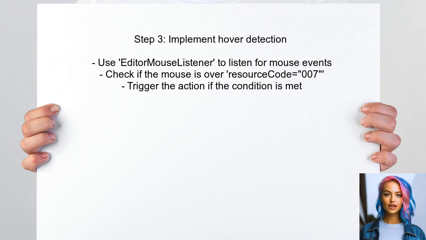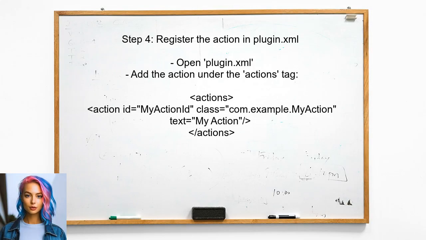Now, the user should implement the logic to detect the specific text hover. This involves using the editor's mouse listener to check if the mouse is over the desired text. Finally, the user should register the action in the plugin's XML configuration file. This will ensure that the action is recognized by the IntelliJ platform.